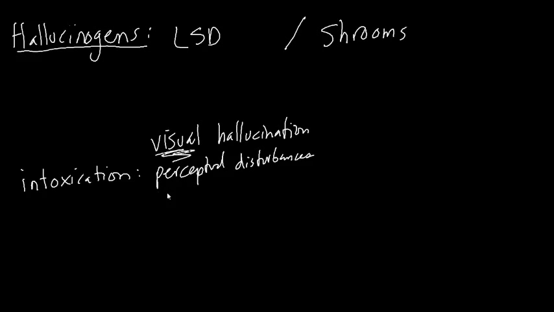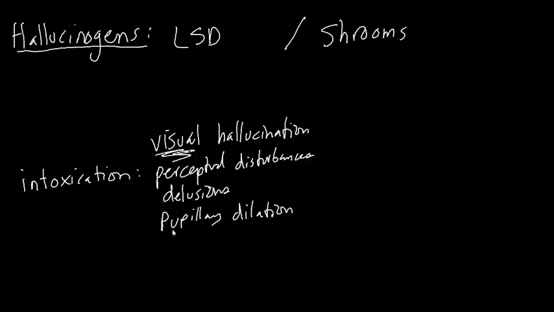You can also get delusions and also pupillary dilation. So what's another word for pupillary dilation? It'd be mydriasis. Meiosis is when your pupil constricts, and mydriasis is when your pupil dilates or gets bigger.